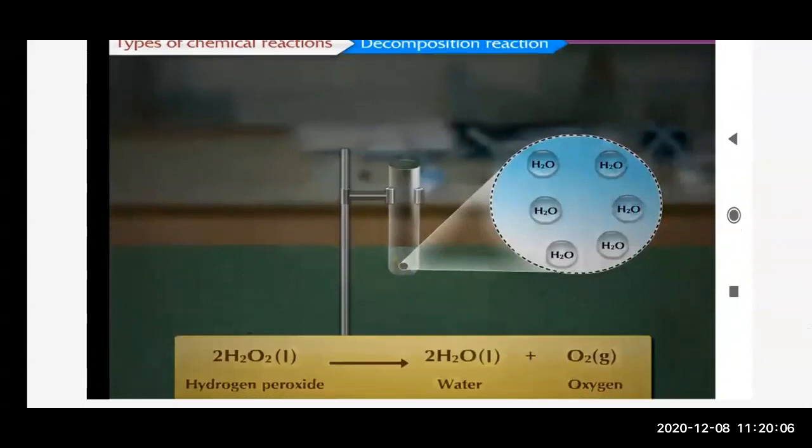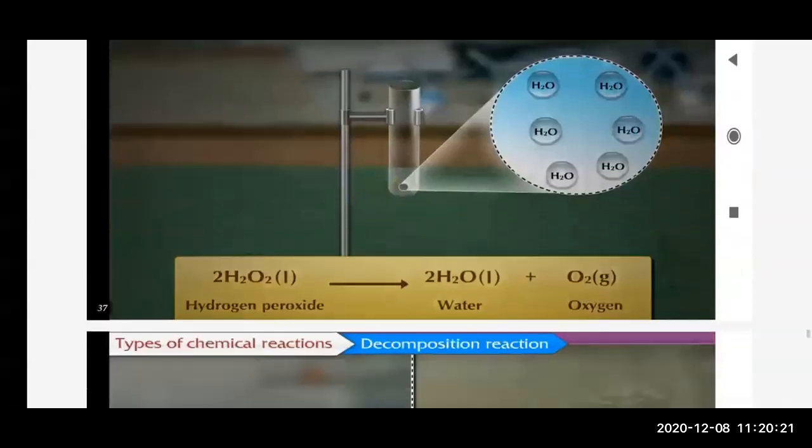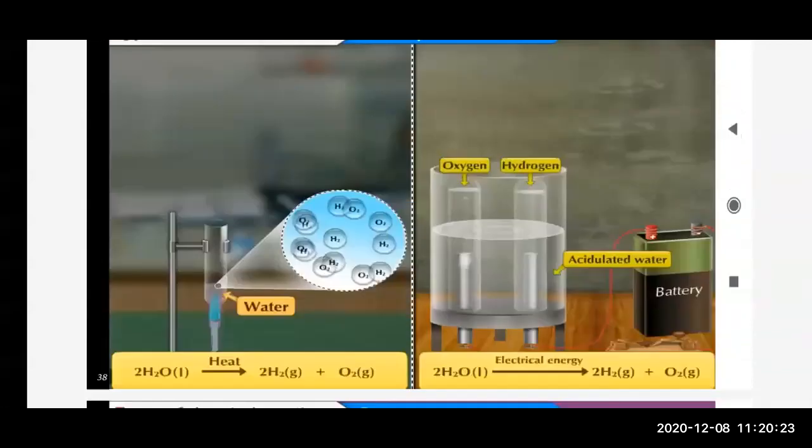It also undergoes decomposition, but the process is very slow, forming water and oxygen gas. So the reaction is there in front of you: 2H2O2. What is formed? Water and oxygen gas. Then the last example we have seen is about water.